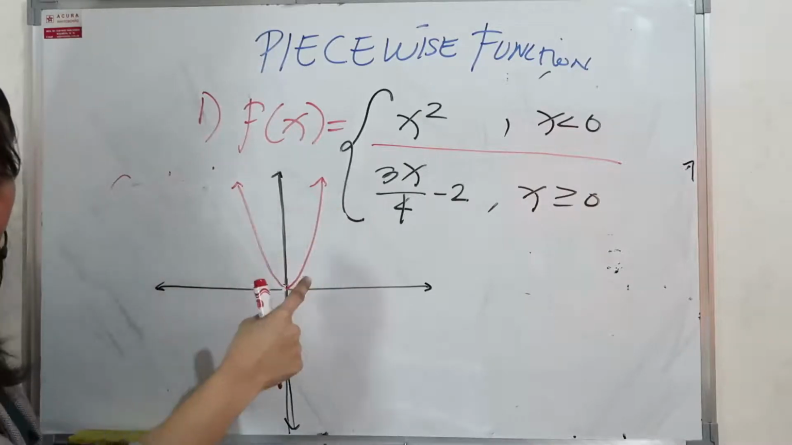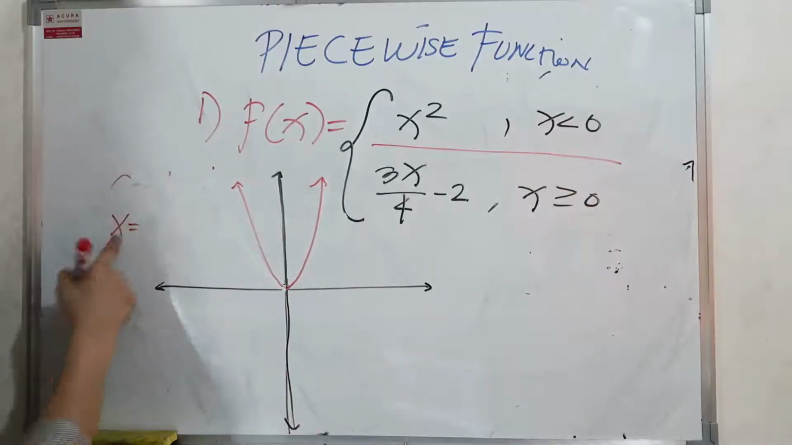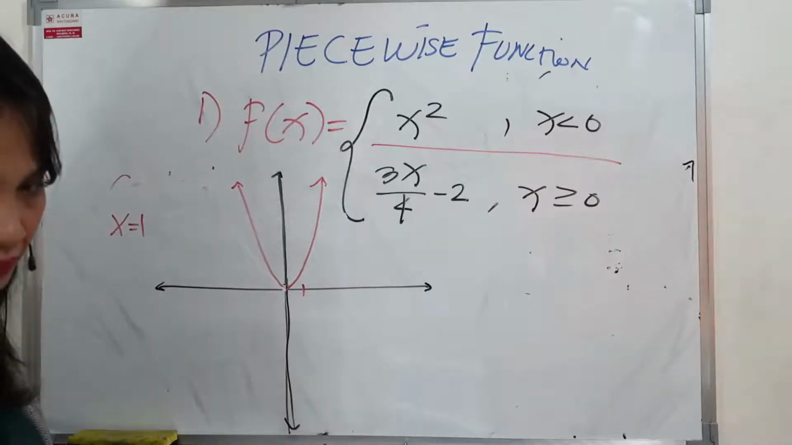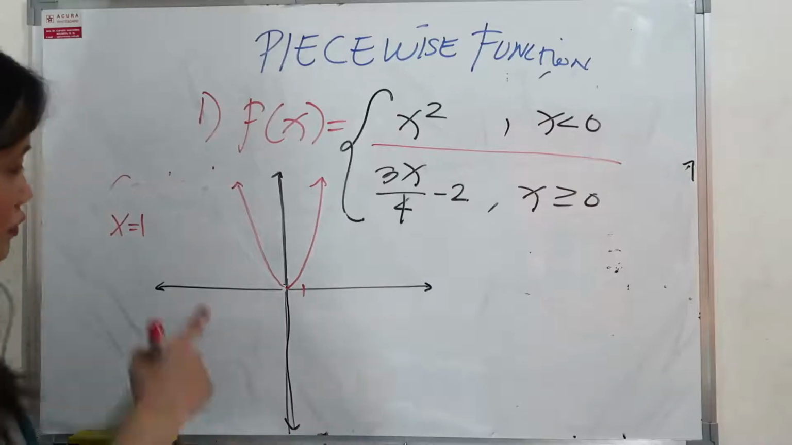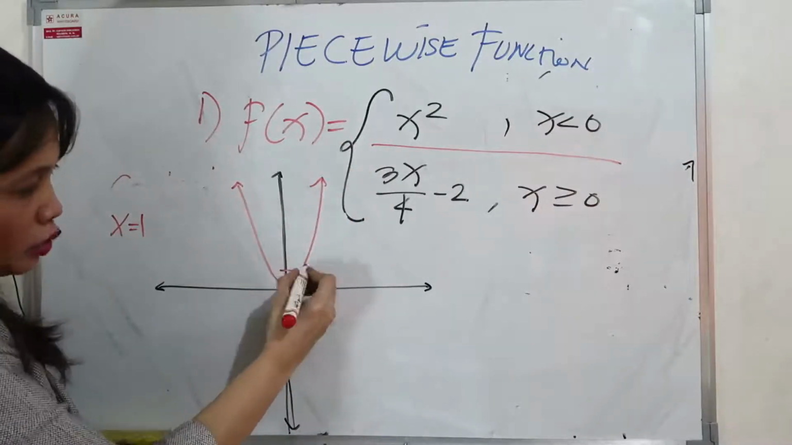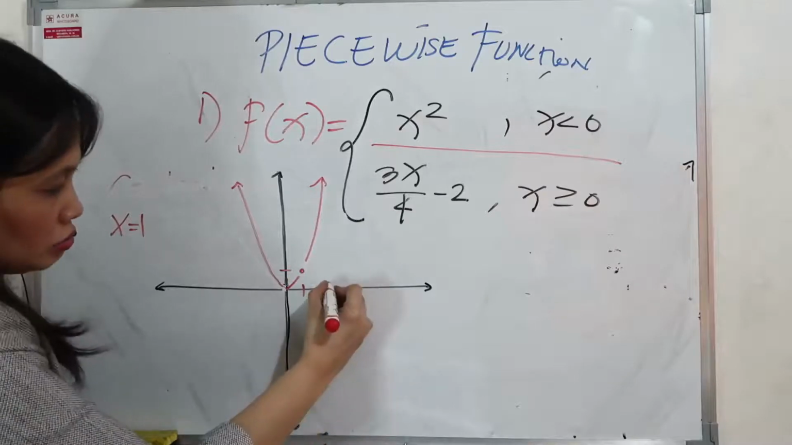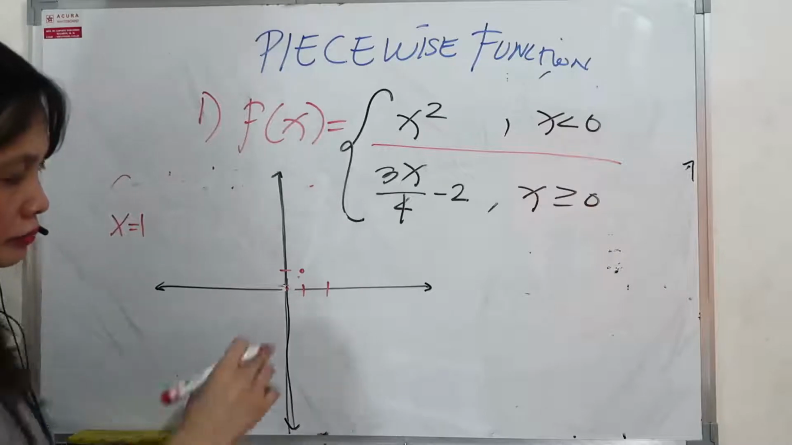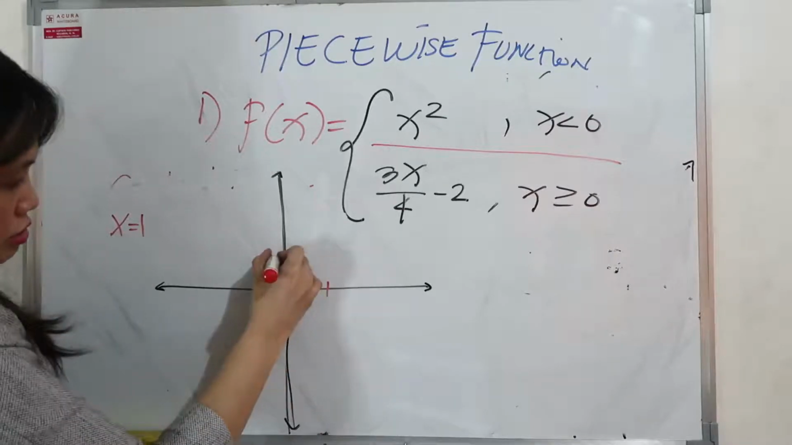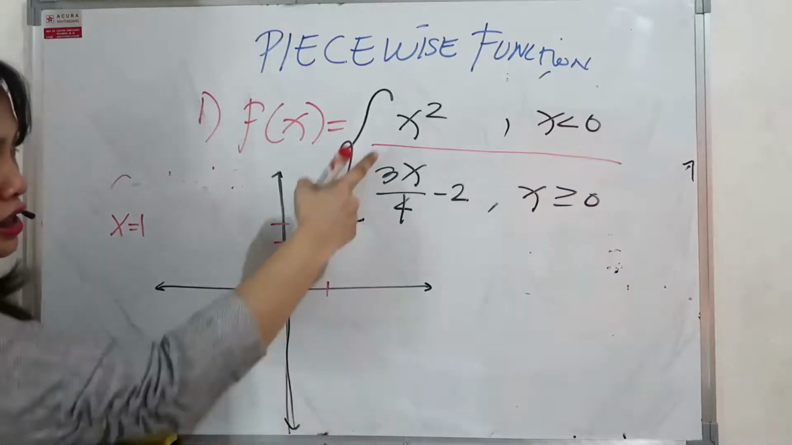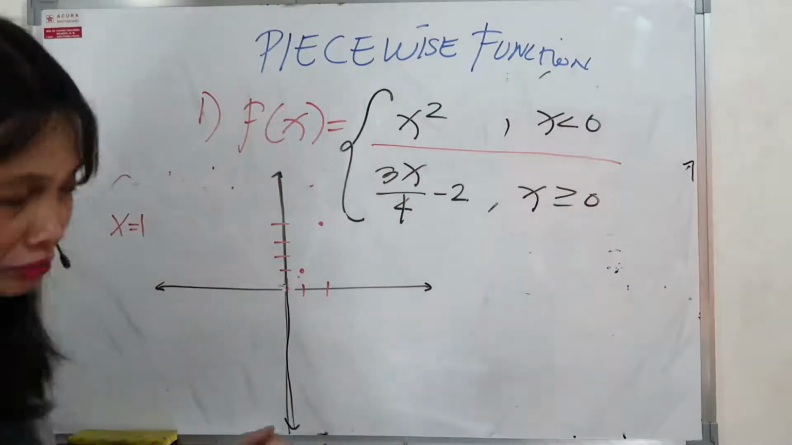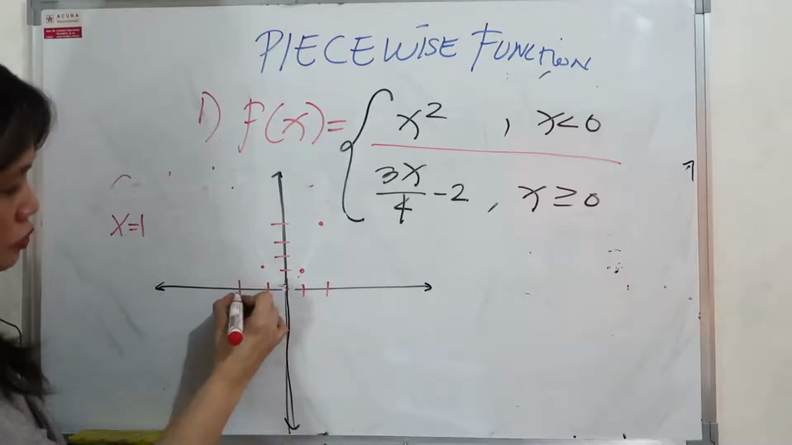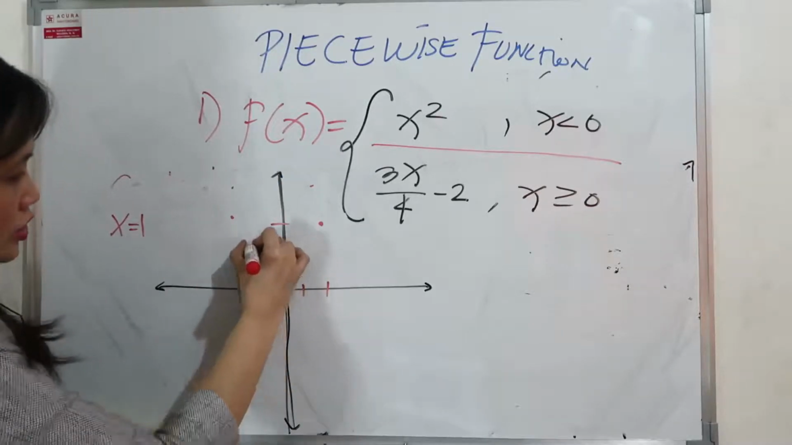Let's say if x is 1, what is your y? If x is 1, what's your y? Right, 1. So here. If x is 2, what is your y? Okay, 4. So 1, 2, 3, 4. But since it's a parabola, there is symmetry. So if x is negative 1, that will be 1. If x is negative 2, that will be positive 4. So that's the graph of x squared.